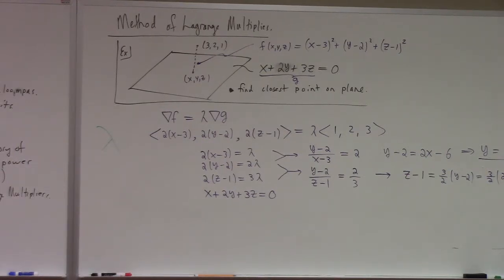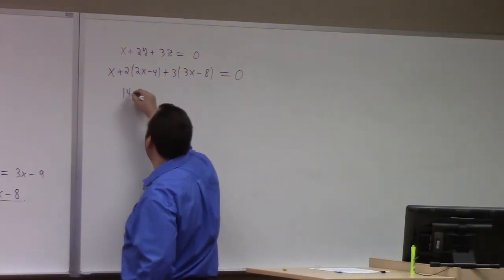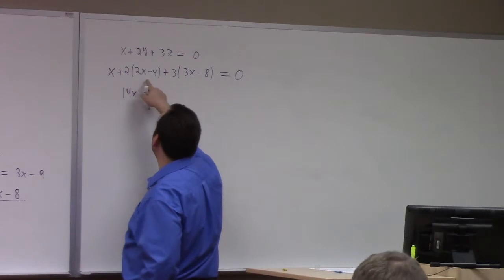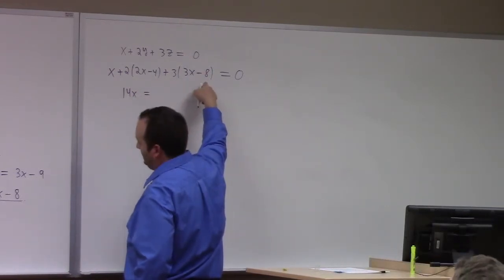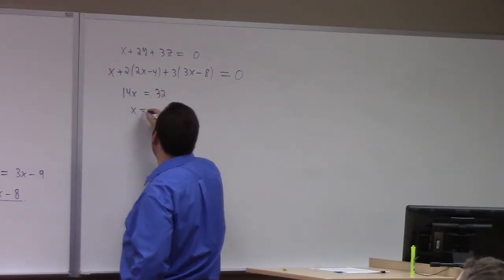So that gives me x plus 2y. Now substitute into this equation. I've got x plus 2 times 2x minus 4 plus 3 times 3x minus 8 equal to 0. And that gives me how many x's? 1, 4, 9, 14x equals minus 8, minus 24, 32. So x is equal to 32 over 14.